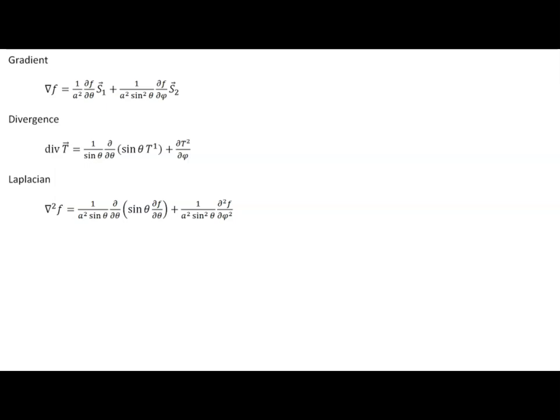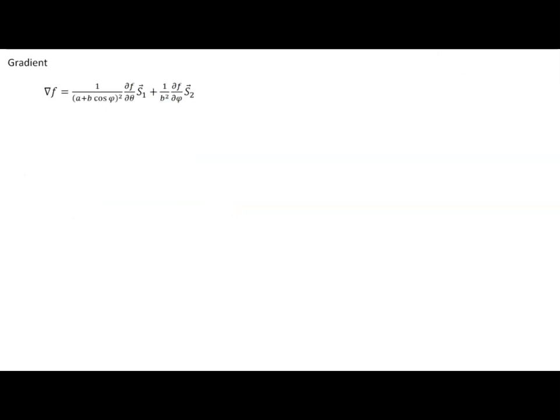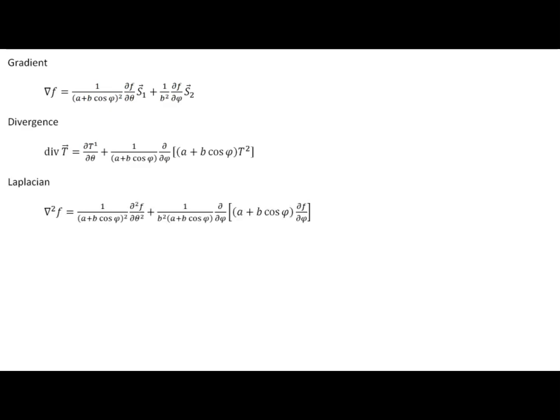And finally, same thing for the torus. We have the gradient, the divergence, and the Laplacian. Again, if you need to see how this is done, just go back to videos 40 and 50. It's exactly the same technique that we'd use here.